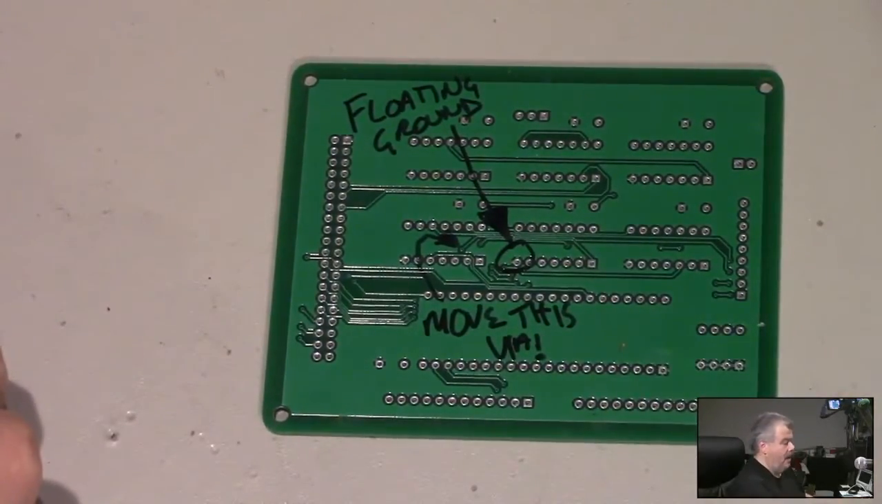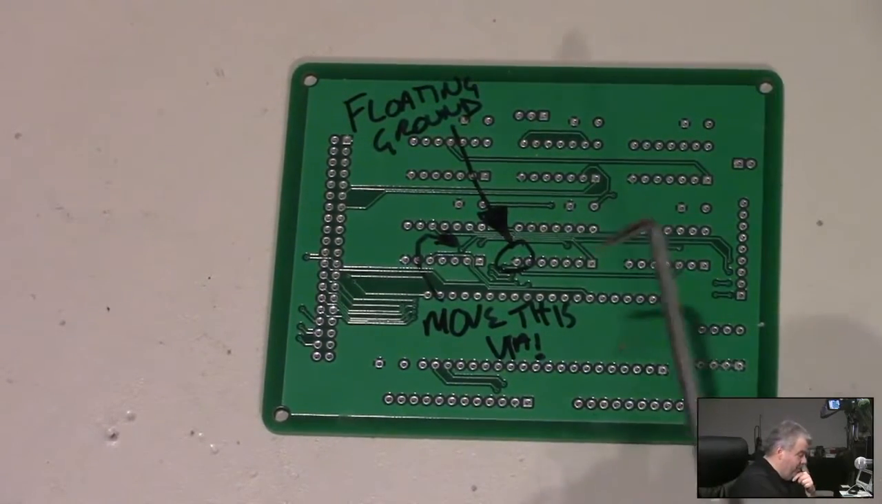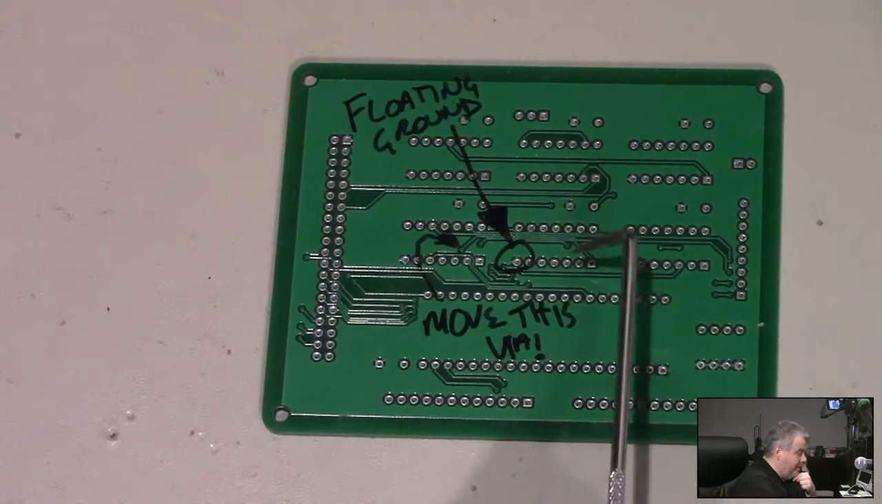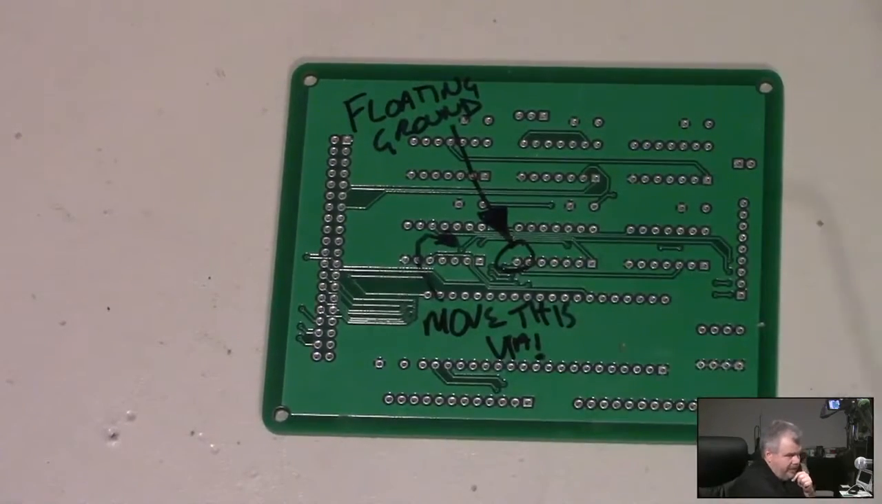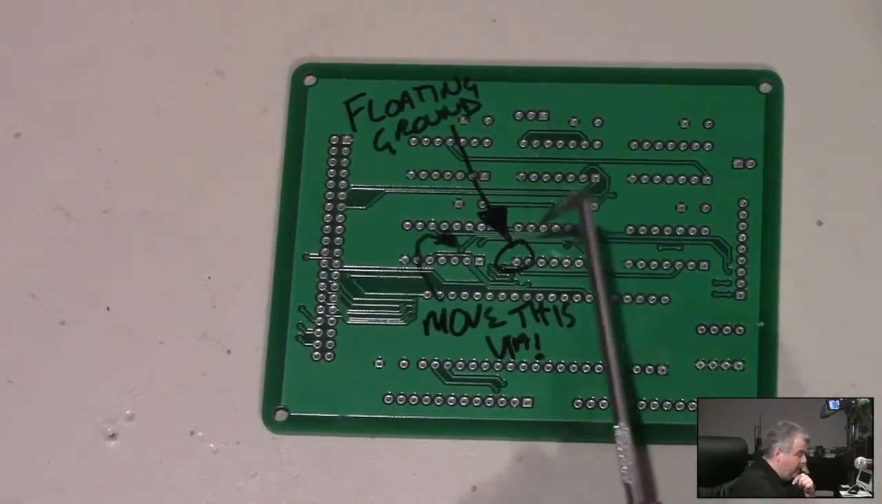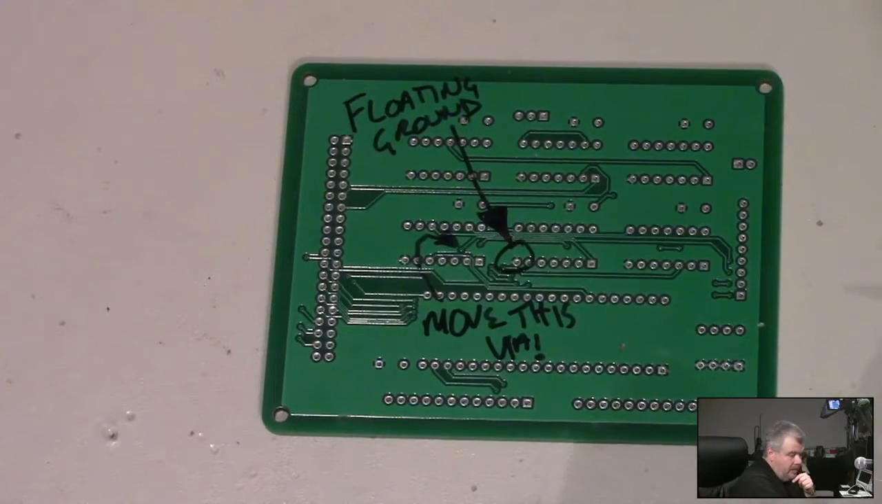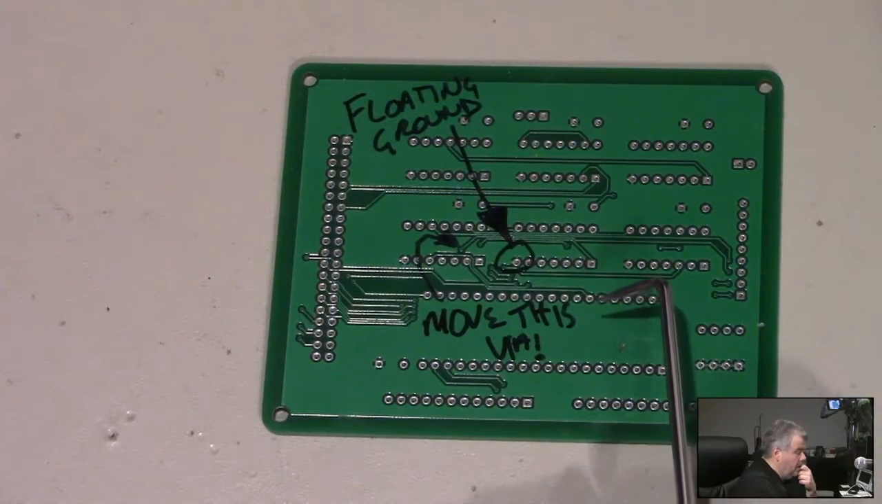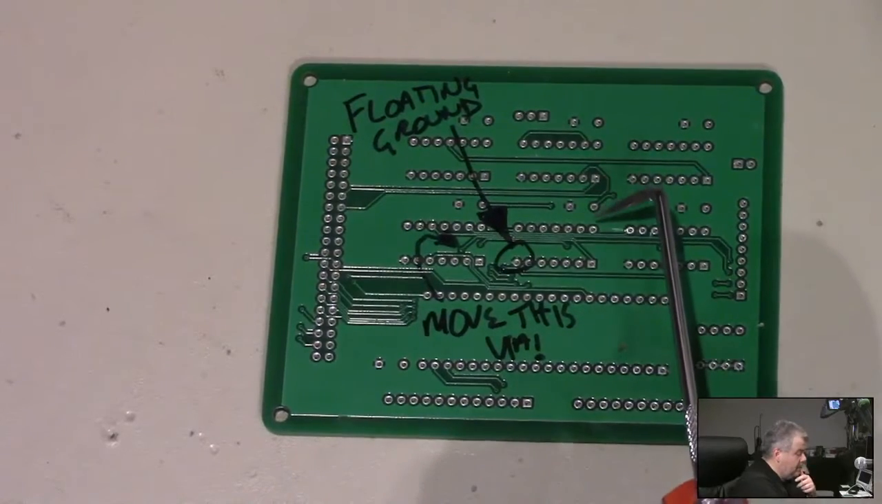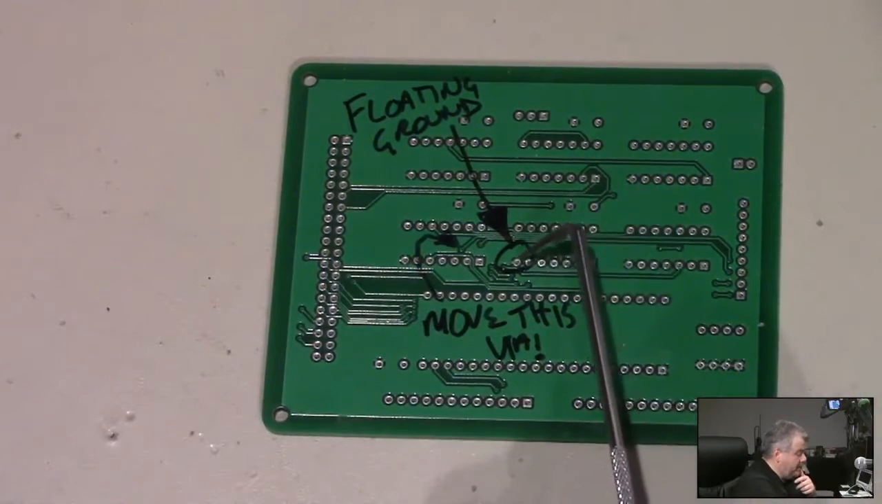Now, the eagle-eyed among you might very well notice that this bit of ground plane, so all the filled area on the back here is supposed to be ground plane. These 14 pads are a 7400 series logic chip, right? So, yeah. This is the supply, and this is the ground.